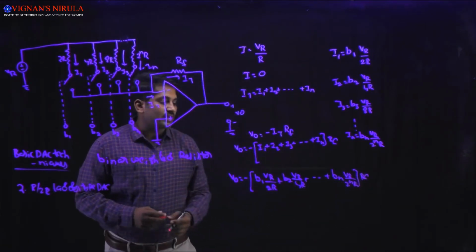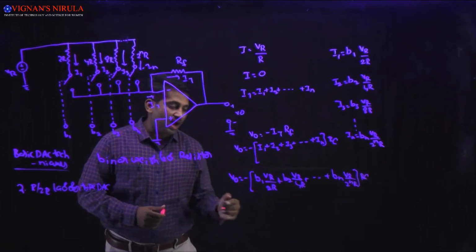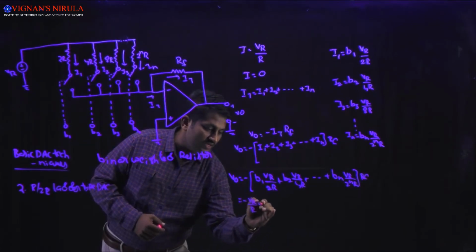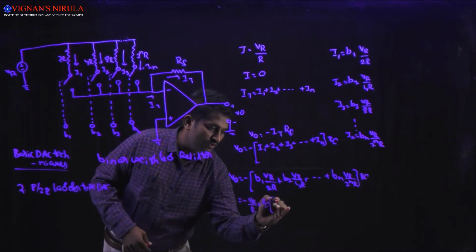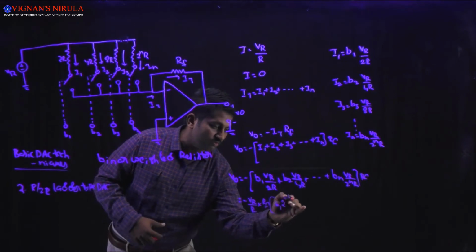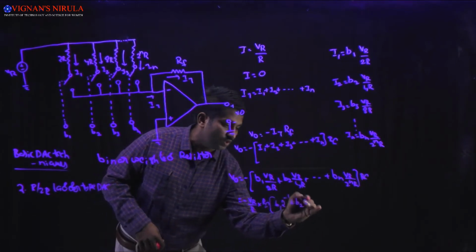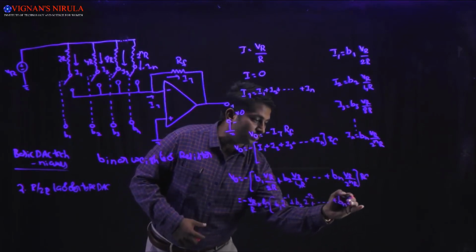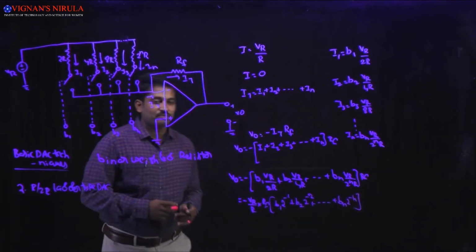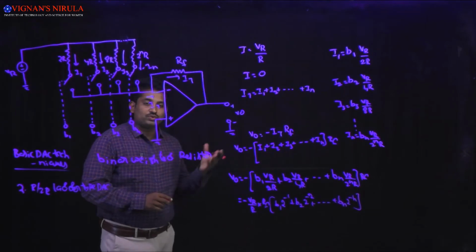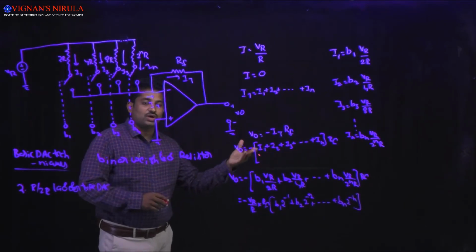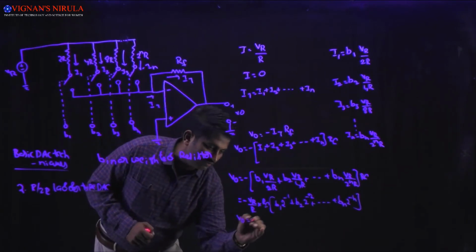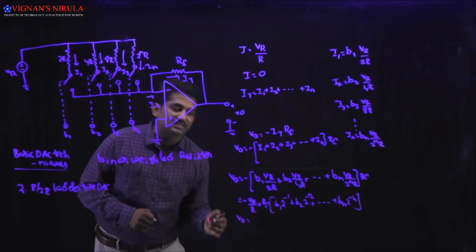So take VR by R common. Then we get minus VR by R into RF, times B1 into 2 to the power of minus 1 plus B2 into 2 to the power of minus 2 plus so on plus Bn into 2 to the power of minus n. If we choose RF equal to R, then what about the output voltage? V0 will be such that RF and R cancel. Why?